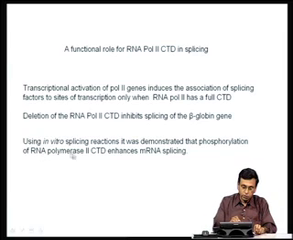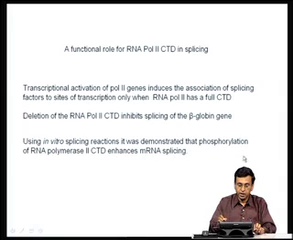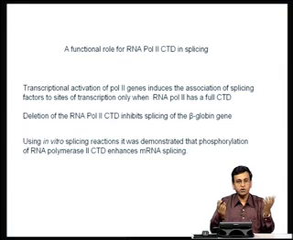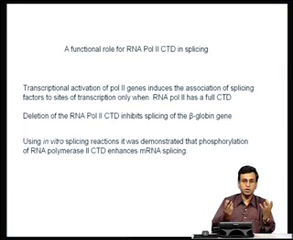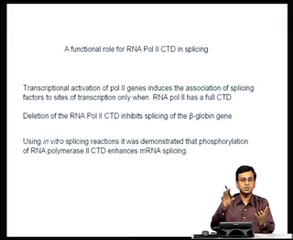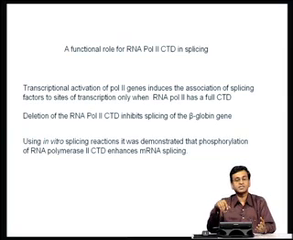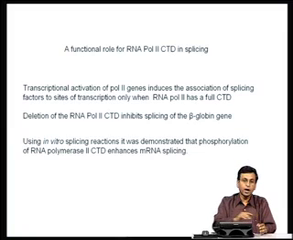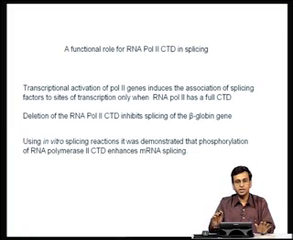And in fact, using in vitro splicing reactions, it was demonstrated that phosphorylation of the RNA polymerase CTD actually enhances mRNA splicing. So, what do you do? You have a cell-free system in which you have all the factors required for mRNA splicing. Now, if you do this splicing reaction in the presence of RNA polymerase II which is not phosphorylated, or RNA polymerase II which is phosphorylated in the CTD, the phosphorylated RNA polymerase II promotes a better splicing reaction than the hypophosphorylated or unphosphorylated CTD, clearly saying that phosphorylation of the CTD actually enhances RNA splicing.